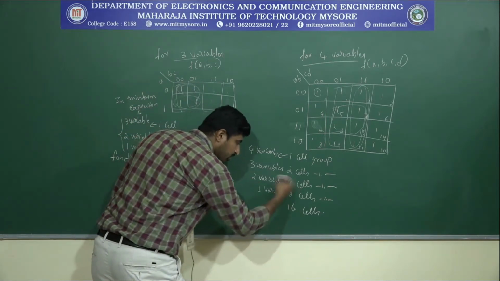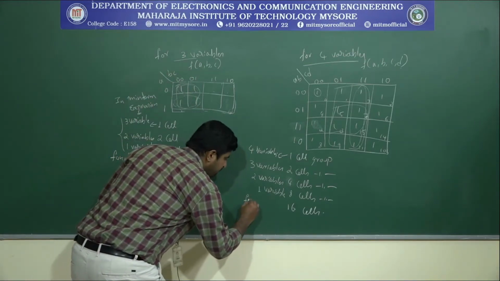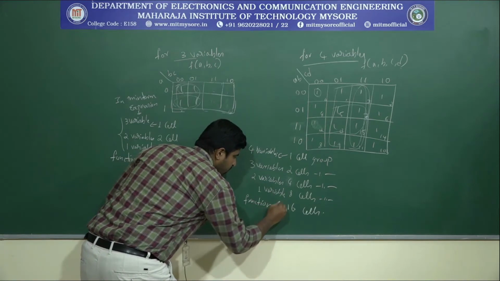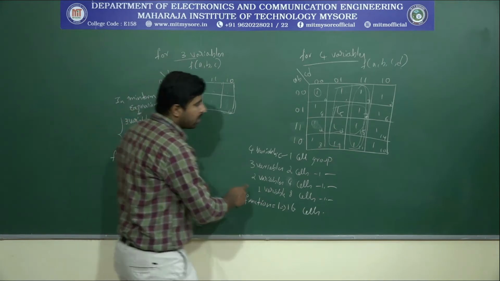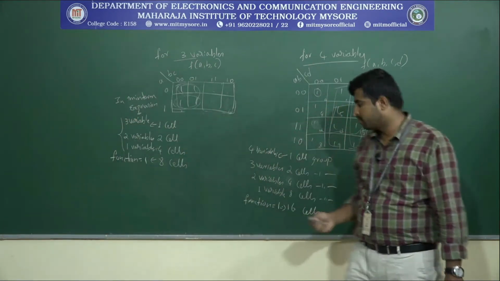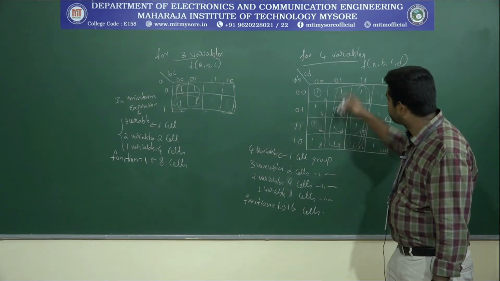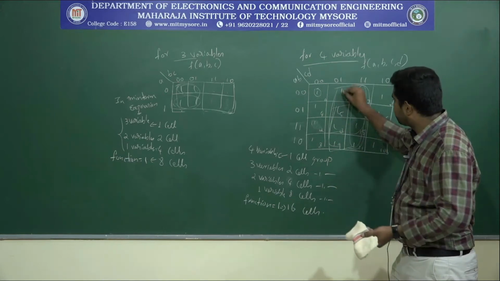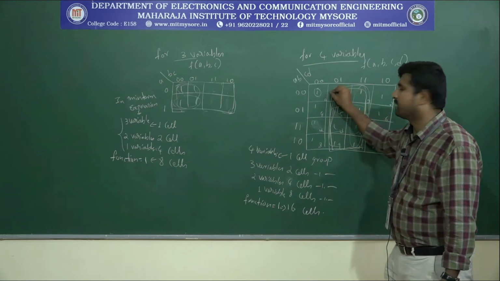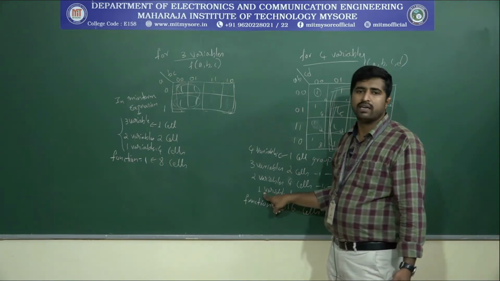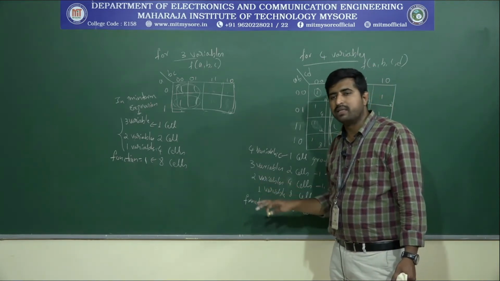And if all 16 cells are 1s and adjacent and are grouped, then the output function will be only 1. You don't have any literals there. So in a 4 variable K map, if it is possible to group 8 adjacent cells, let's group that first. If the 8 cells are adjacent to each other, first we need to group these 8 cells because we will get only 1 literal. So we get a simplified expression.